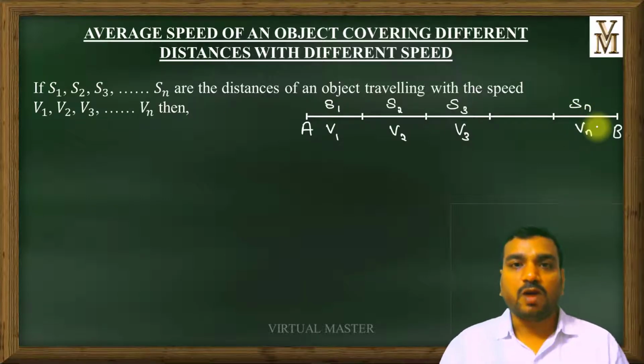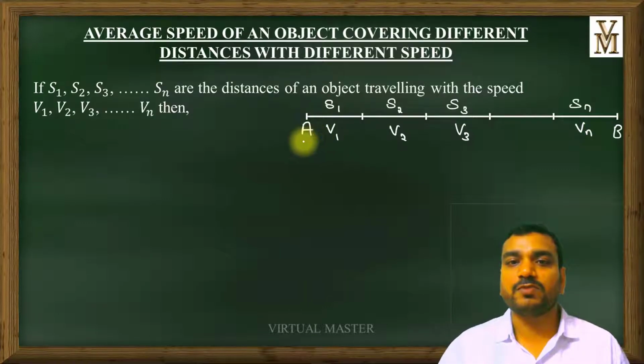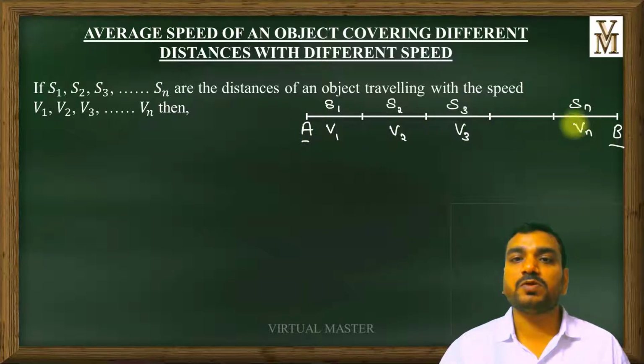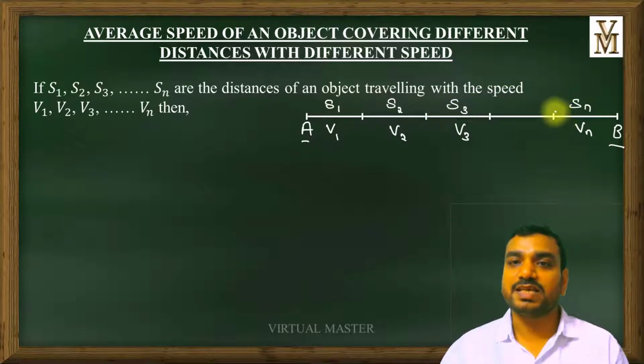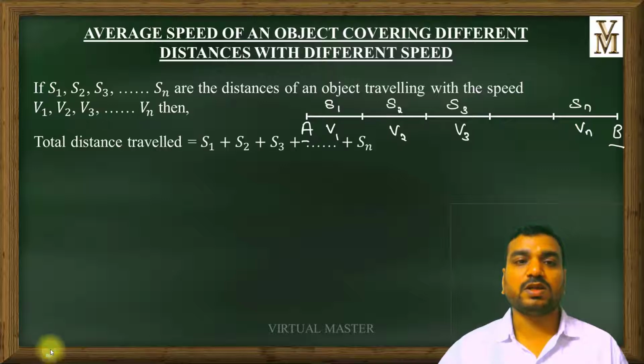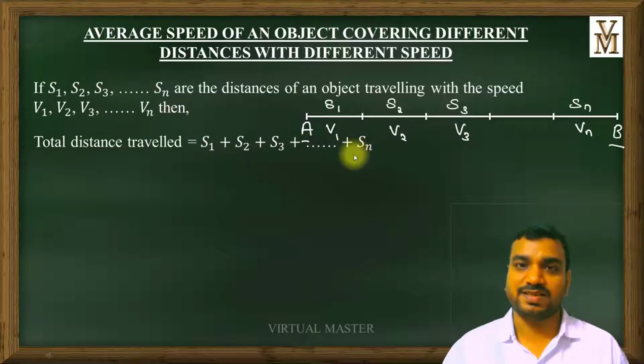Now what will be the total distance traveled by an object from point A to point B? The object is traveling from point A to point B. So the total distance will be equal to S1 plus S2 plus S3 plus dash dash dash up to Sn, isn't it? So I can write the total distance traveled by an object will be equal to S1 plus S2 plus S3 plus dash dash dash up to Sn.